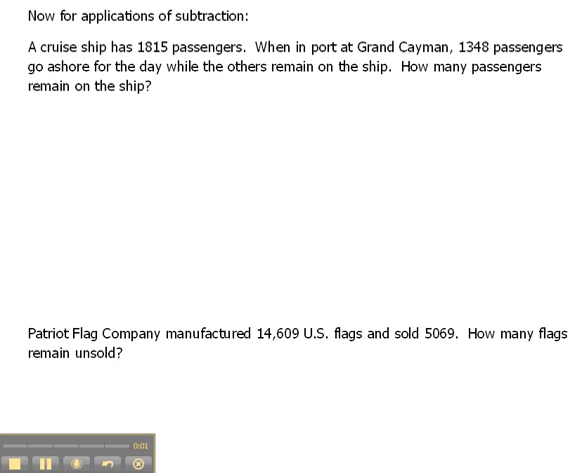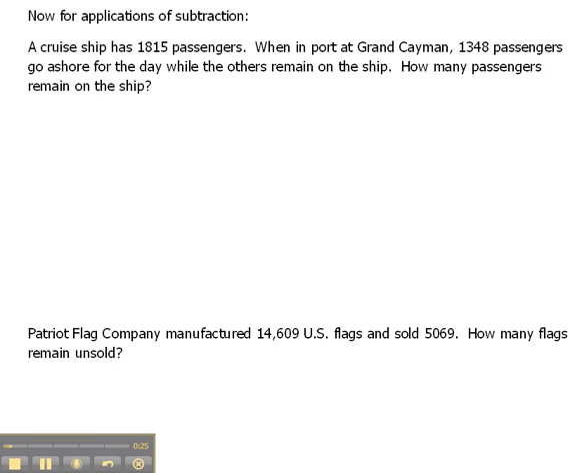Now once we understand the concepts of subtraction, we can use that for application problems. So this problem says a cruise ship has 1,815 passengers. When in port at Grand Cayman, 1,348 passengers go ashore for the day, while the others remain on the ship. How many passengers remain on the ship?